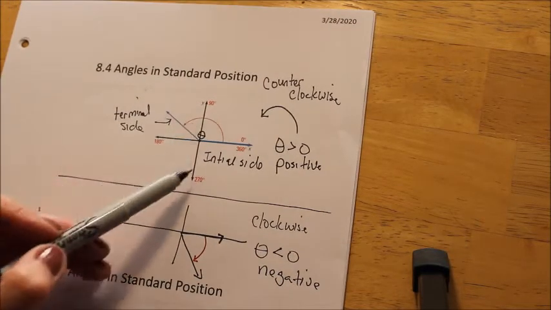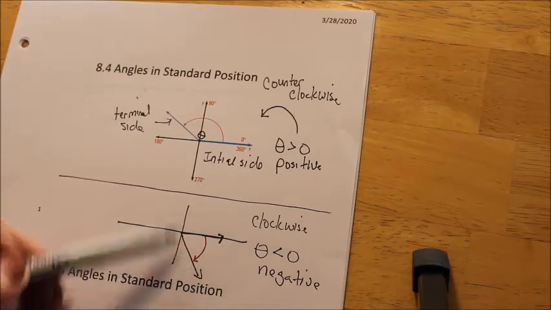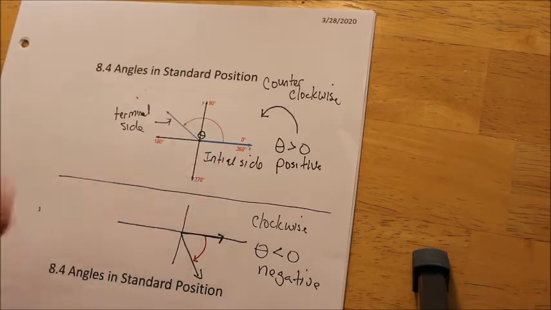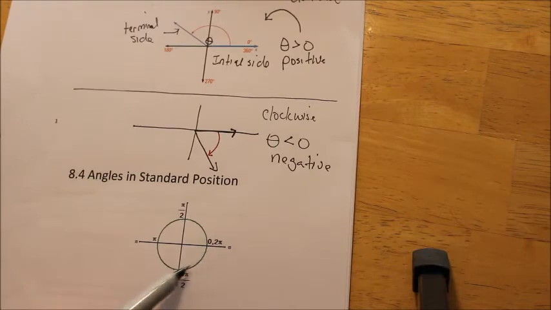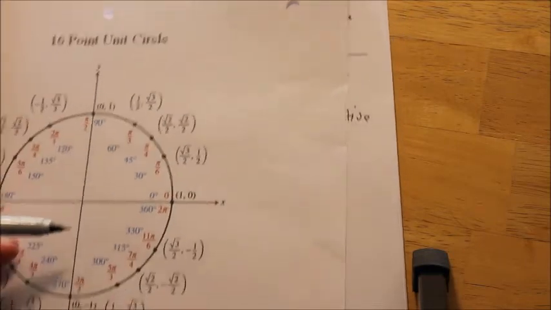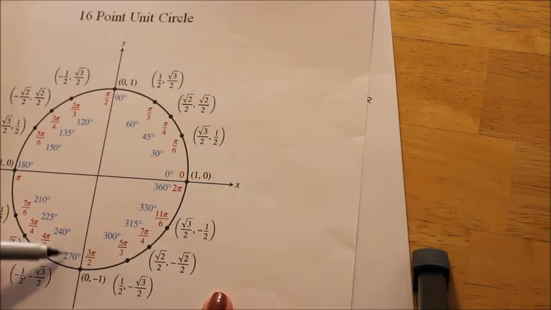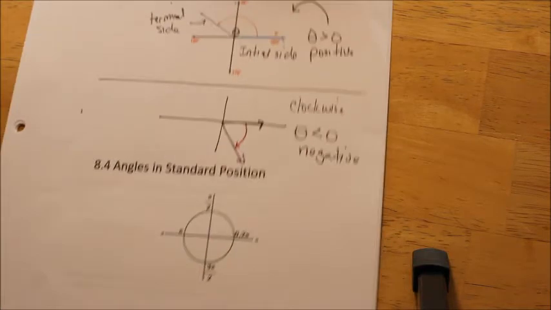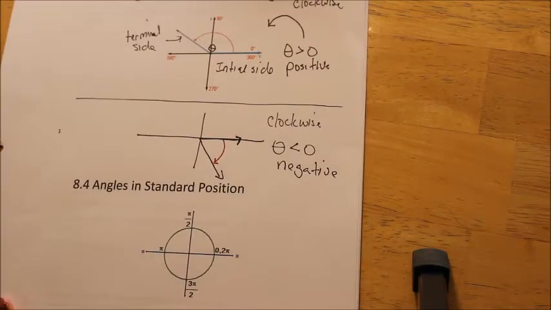Now, both of these, I didn't put any numbers on this one, but this was in degrees. You're also going to have the same thing in radians. Remember, 90 degrees is the same thing as pi over 2. 3 pi over 2 is the same thing as 270, and so on and so forth. So this is the exact same thing.